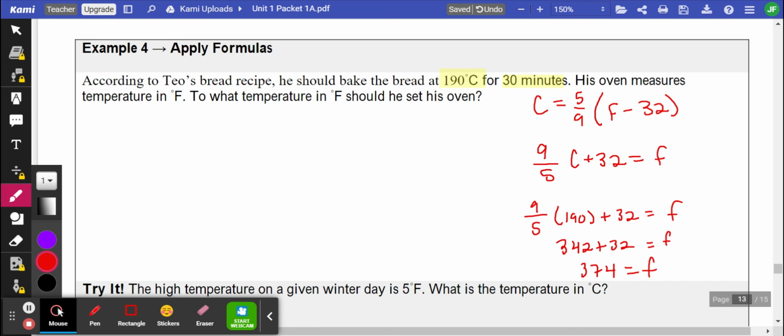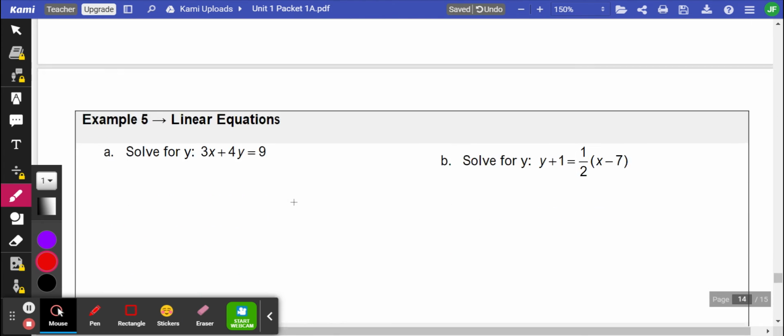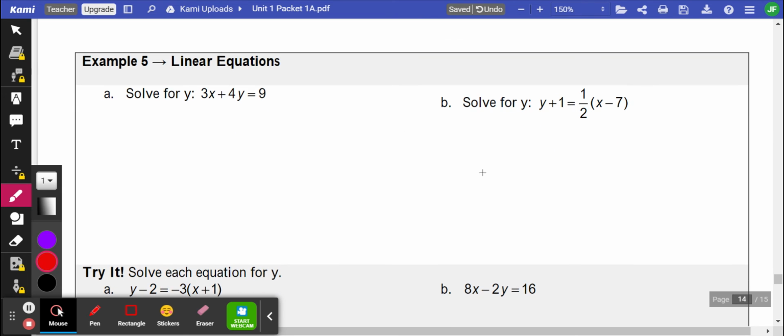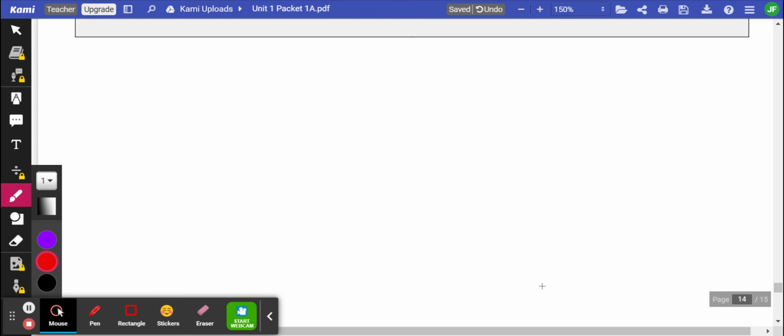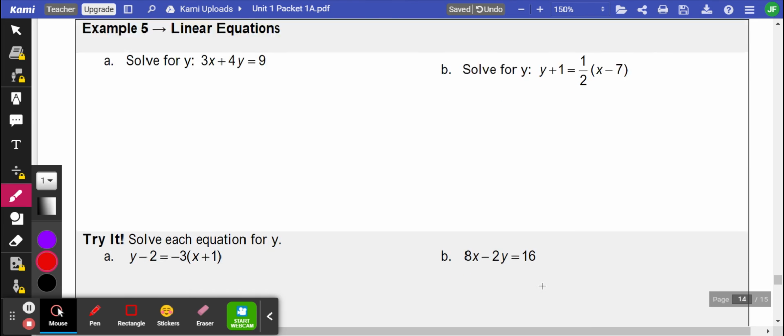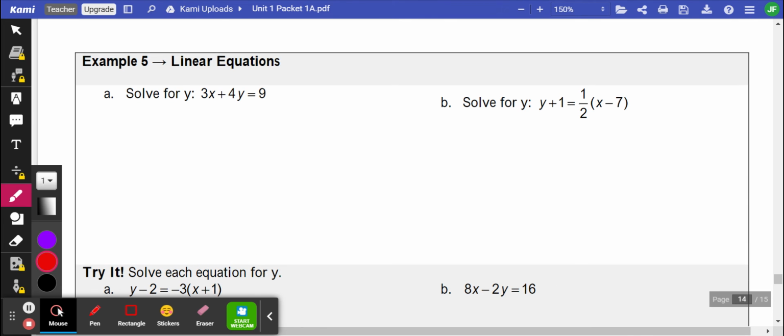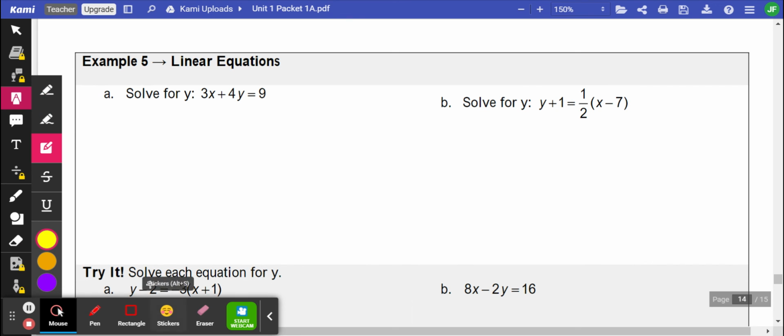Again, I'm not so focused on being able to rearrange it as long as you know how to plug things in and then solve. We are going to focus on linear equations next because those will come in handy. We're going to do 2 of those, but this is where we really are focused. You might have seen this in middle school. This is a line that we can graph. And if we wanted to change it to slope-intercept form, we need to solve for y.